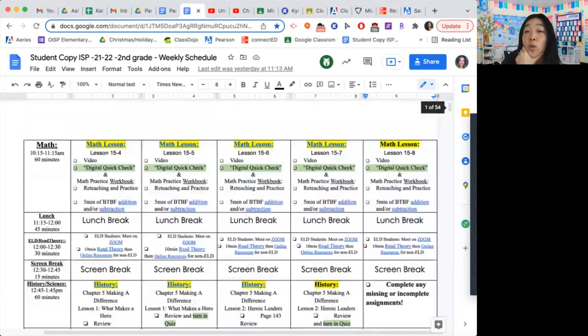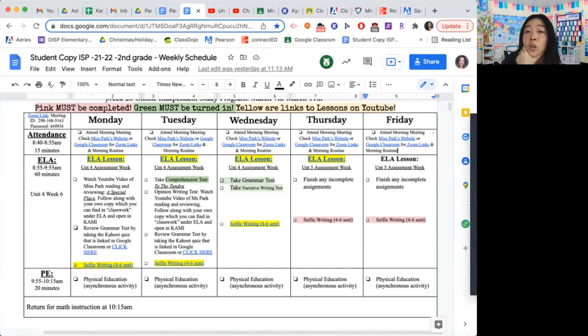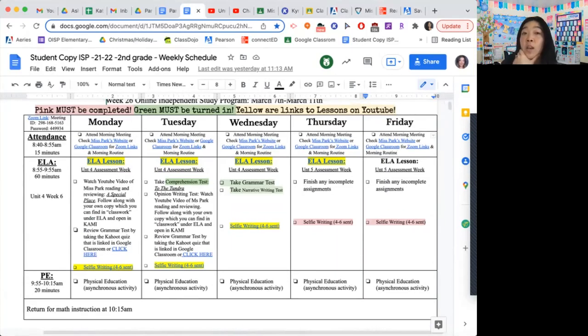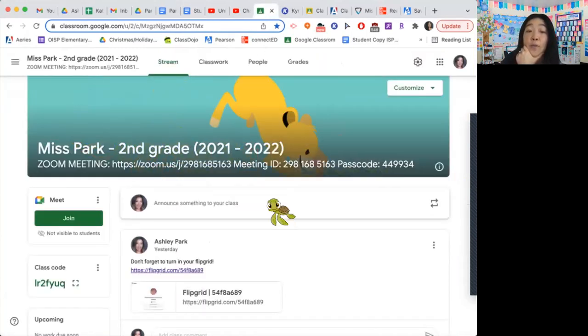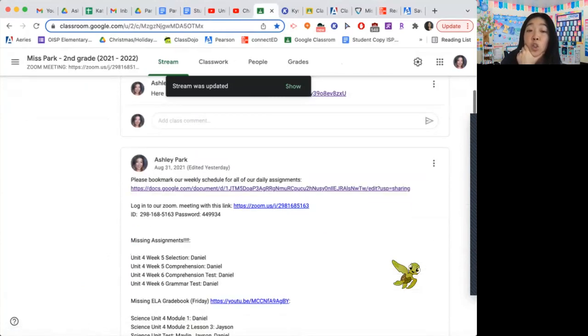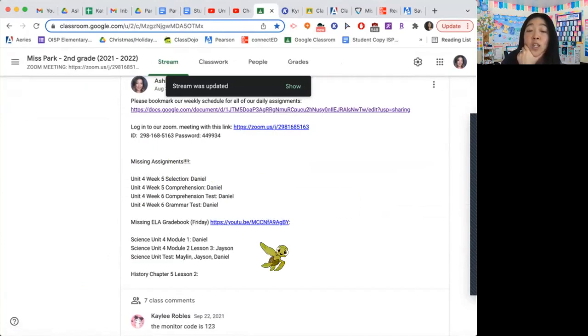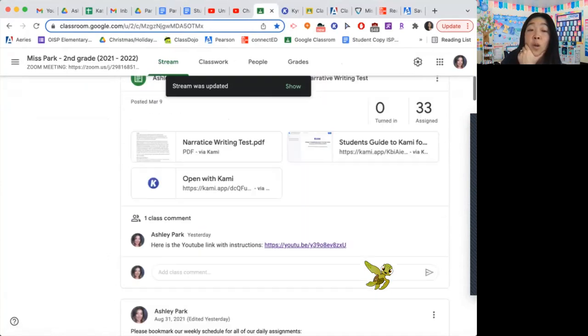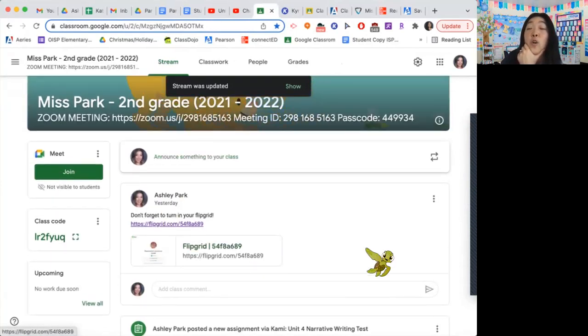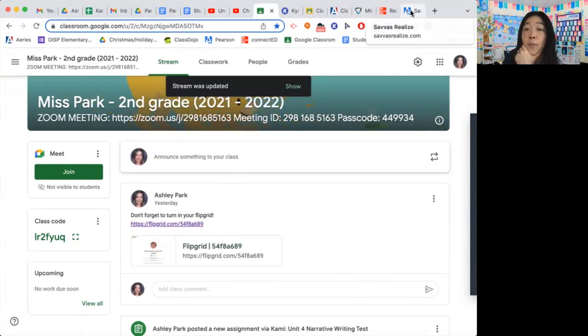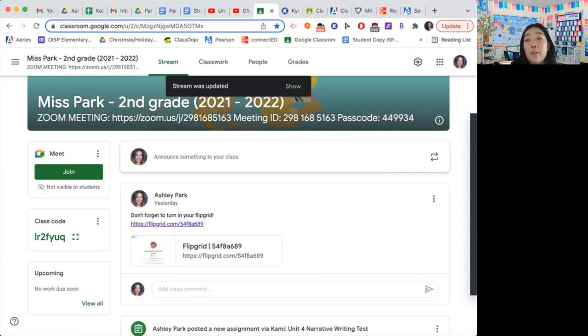What do you have to do after you take those 2 quizzes? You have to turn in your writing. If you have not turned in your writing test, you need to do that. If you have missing work, you need to turn in your missing work. I have Daniel, Jason, and Maylee, I believe, that have missing work. And if you have not turned in your Flipgrid, you have to turn in your Flipgrid. Before you go, ask yourself, did I take my math and history test? Did I finish all my missing work? Did I turn in my writing test? Did I turn in my Flipgrid?